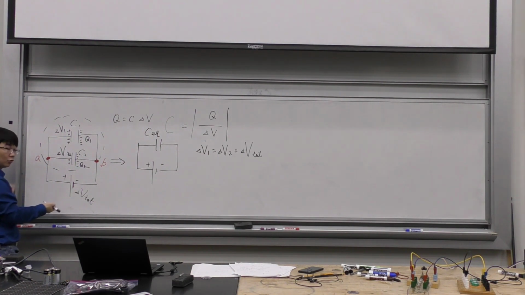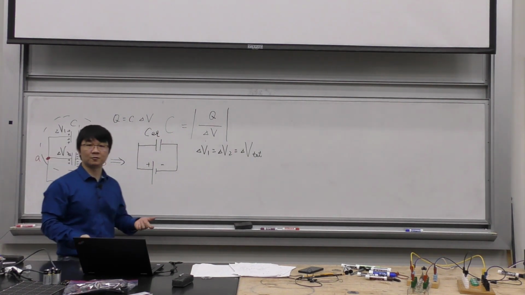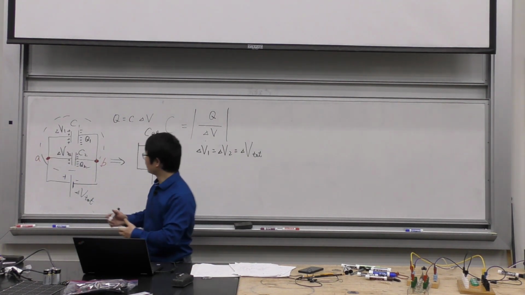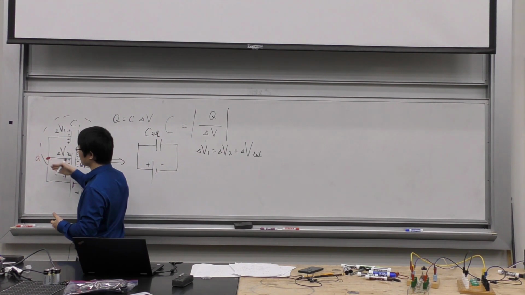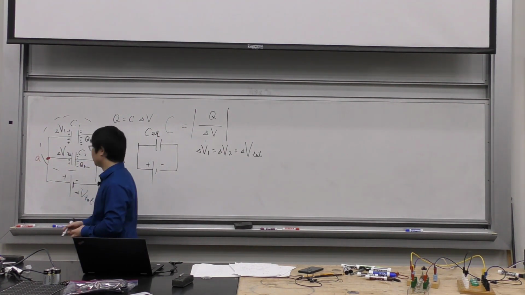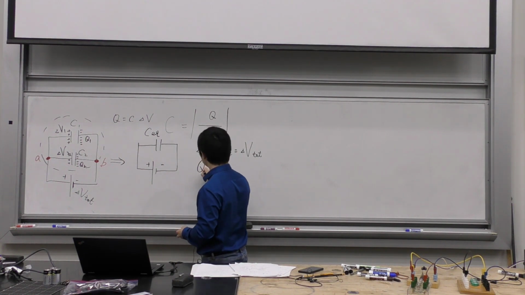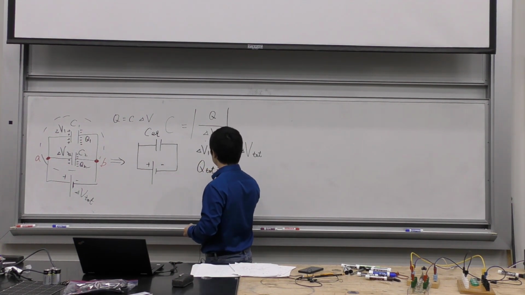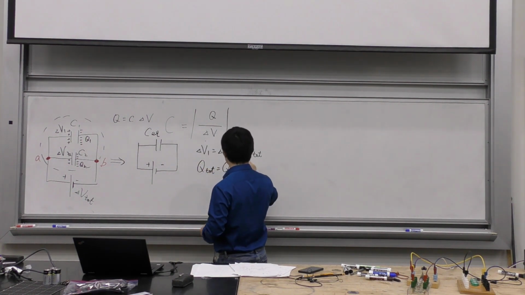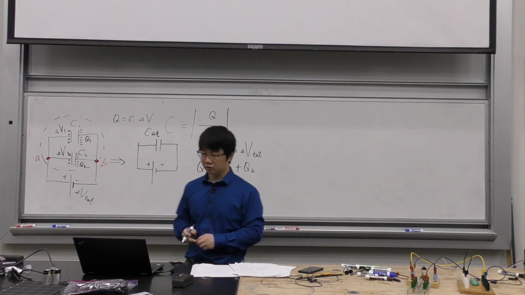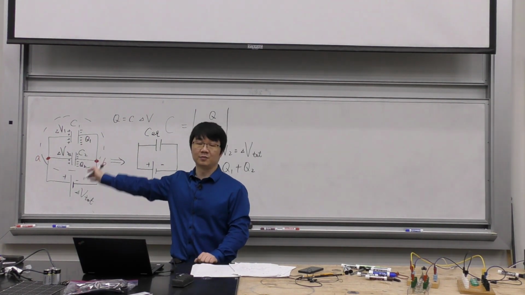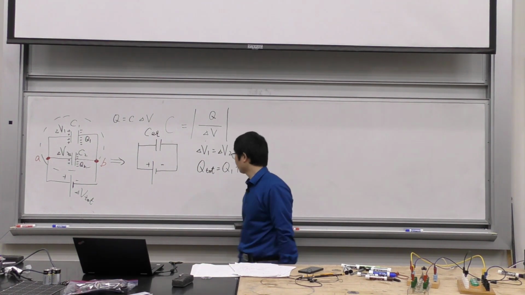So that's the total charge this battery provides to this combination. The battery doesn't know how many capacitors are connected to it. It just provides some charge to this circuit, but each capacitor only gets a part of the charge. So the total charge from the battery is the sum of the first charge and the second charge on each capacitor.